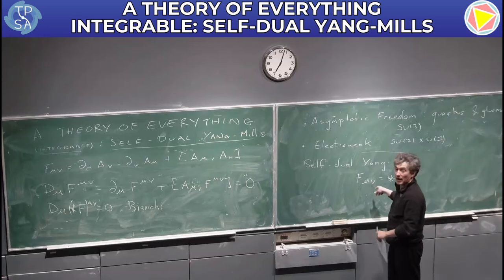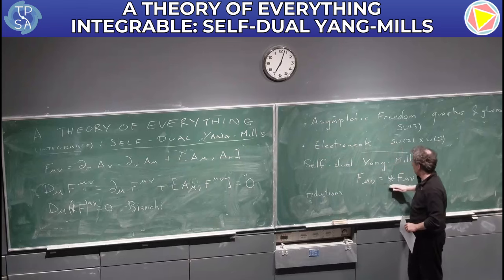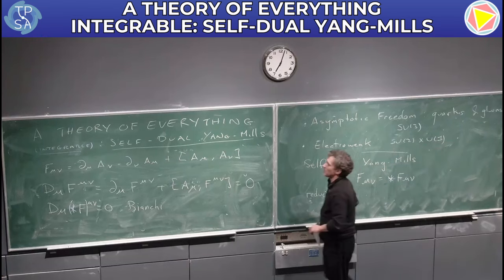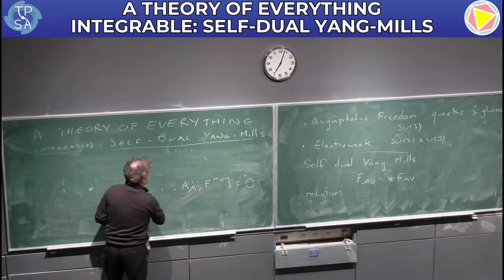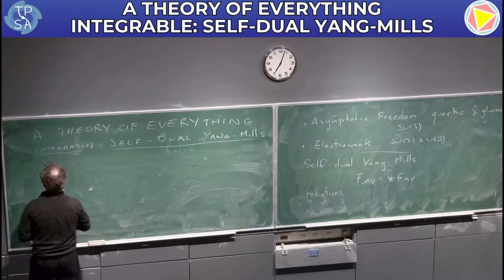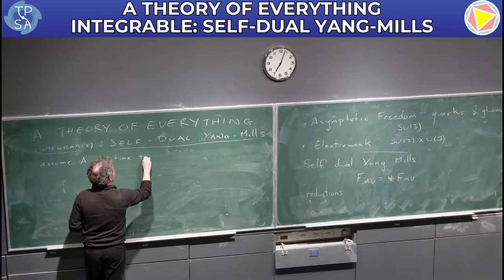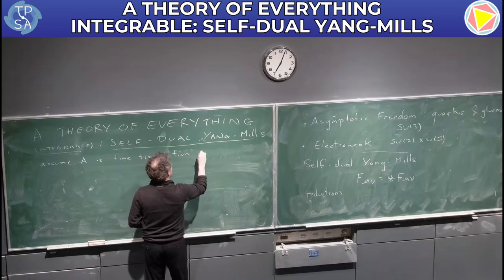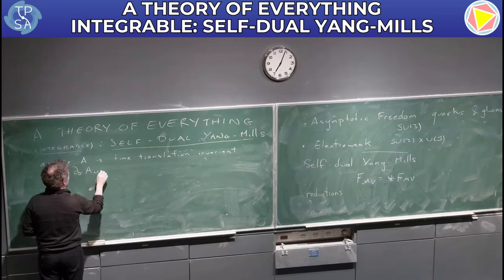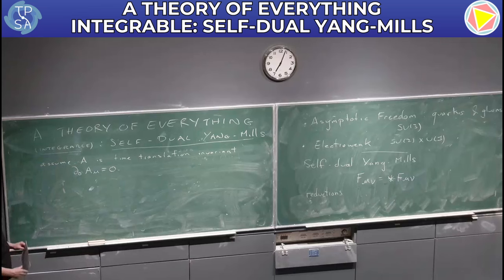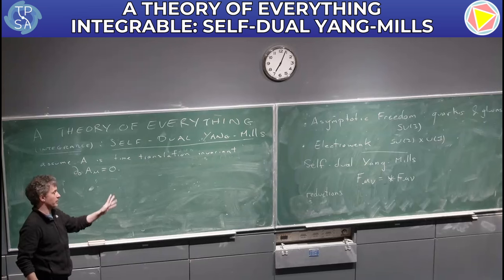And what I can do is I can look at reductions. So I want to look at symmetry reductions of this theory. And what do I mean by a reduction? I mean, I assume that there's a symmetry. So for example, I can say I assume that the theory does not depend on time. So we can assume that A is time translation invariant. So that means that d0 of A mu is equal to zero. So that would be a time translation symmetry. And actually, if I impose this one, this equation becomes the so-called Bogomolny equation, which is interesting for magnetic monopoles.